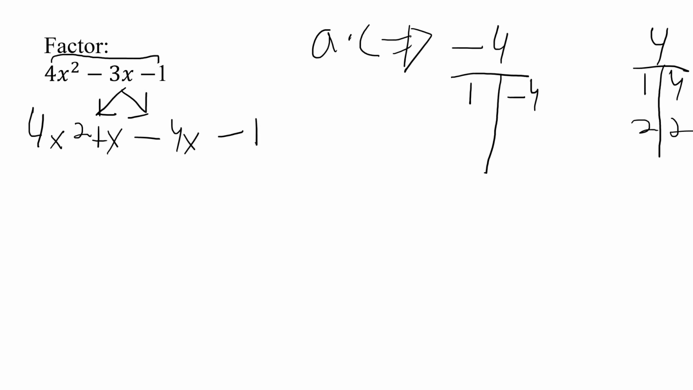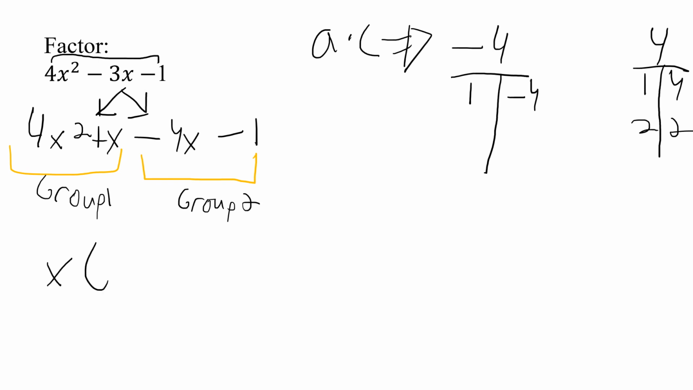Then it's time to form our groups. Now notice something different. So group 1 is sort of the same method. With group 1, we are going to wind up factoring out an x. An x is what group 1 has in common, and we're left with 4x plus 1, right?